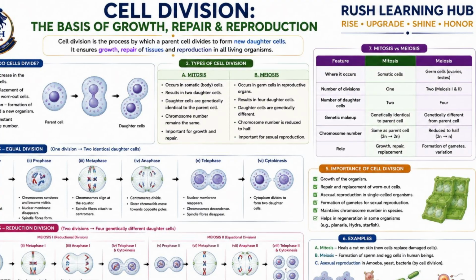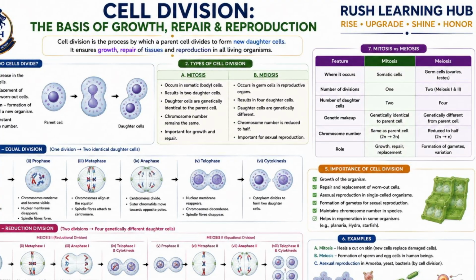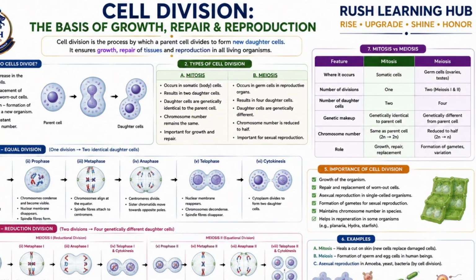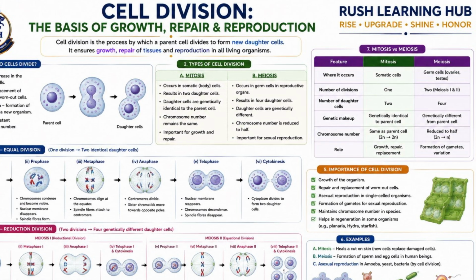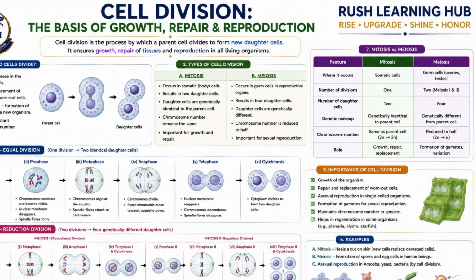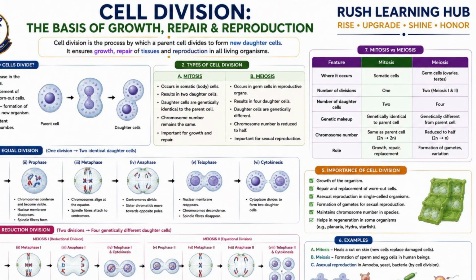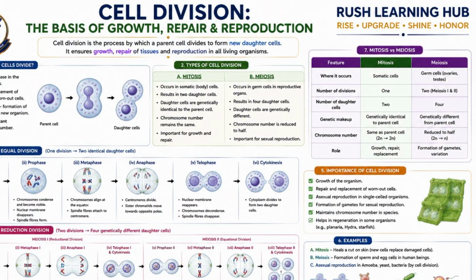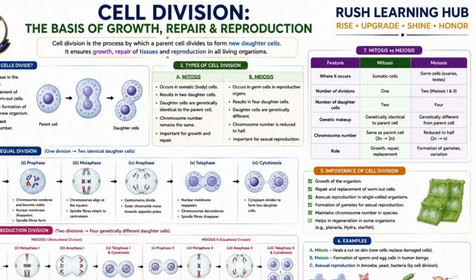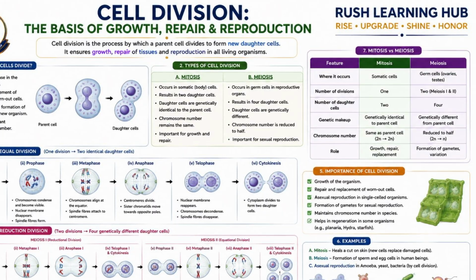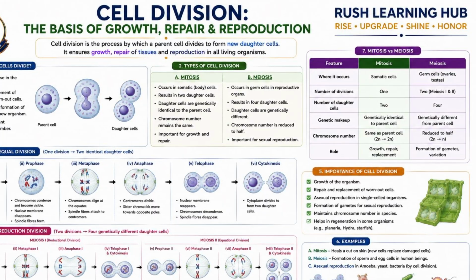The onion root tip is commonly used to observe mitosis. Uncontrolled mitosis can lead to cancer. Remember this simple formula. Mitosis is equal to growth plus repair plus same chromosome number. Meiosis is equal to reproduction plus variation plus half chromosome number.